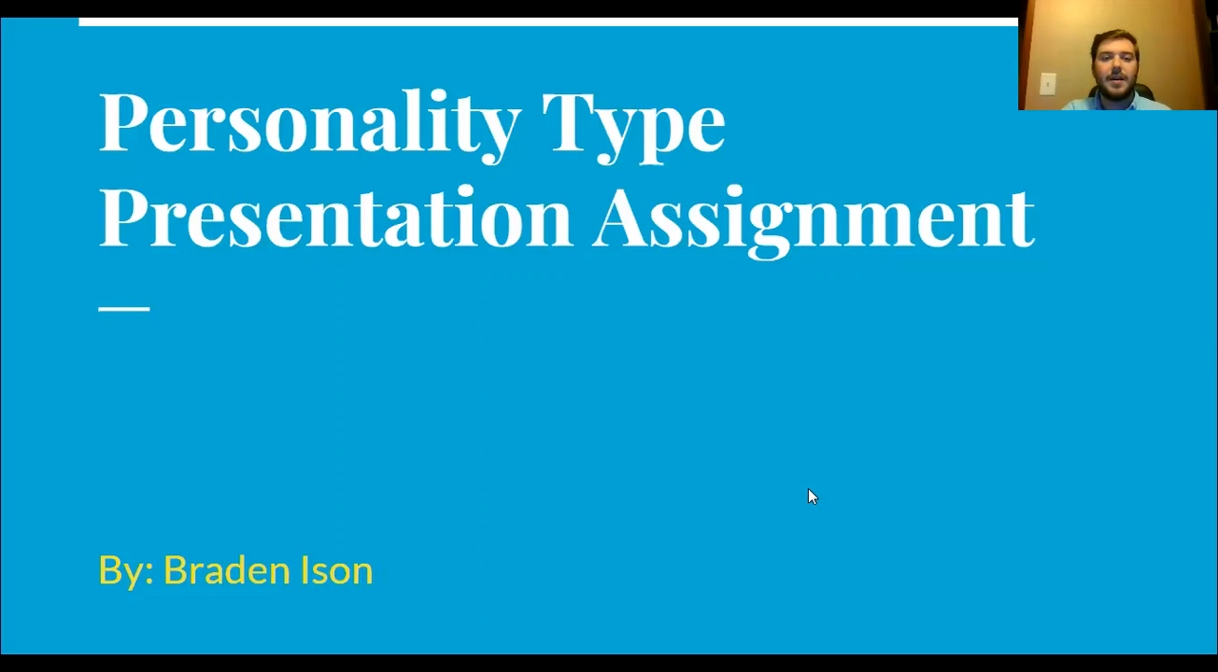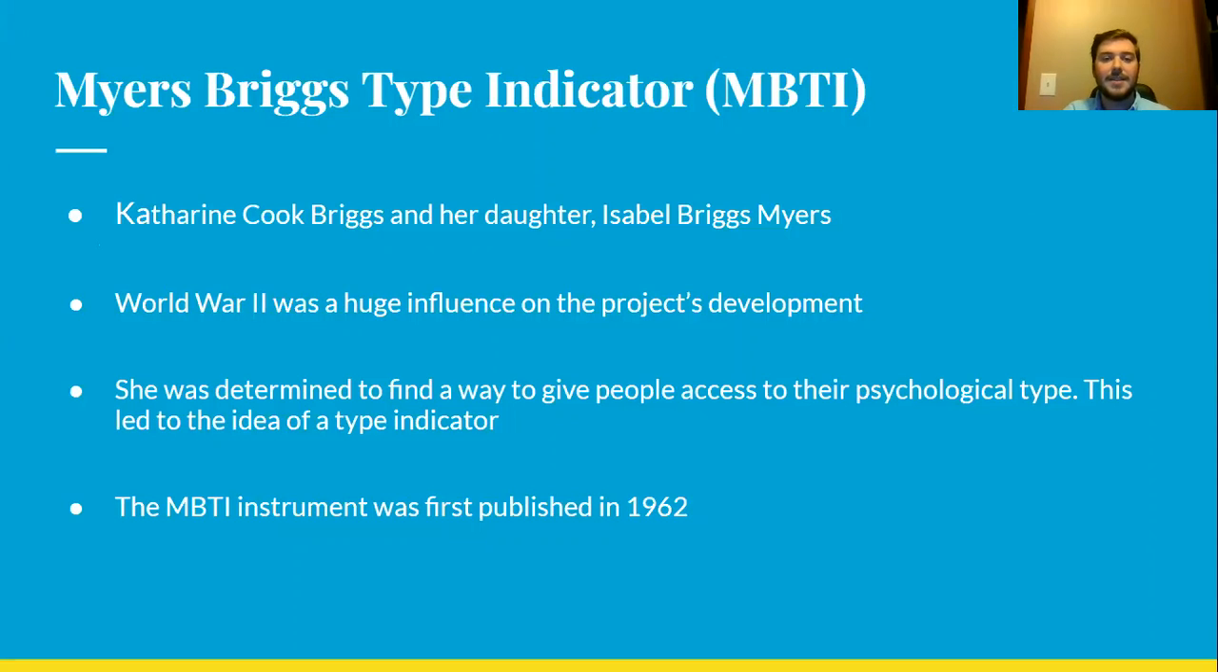In this assignment, I'm going to be covering the Myers-Briggs Type Indicator, my results, how I feel about them, and how I can use those results to my advantage. For those of you who don't know, the Myers-Briggs Type Indicator is a personality type indicator where you answer a bunch of questions, and depending on your results, you get put into different categories, and it ultimately tells you your personality type. The Myers-Briggs Type Indicator was created by Katharine Cook Briggs and her daughter Isabel Briggs Myers.